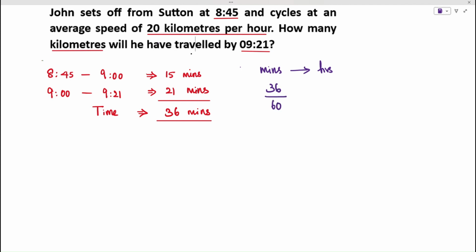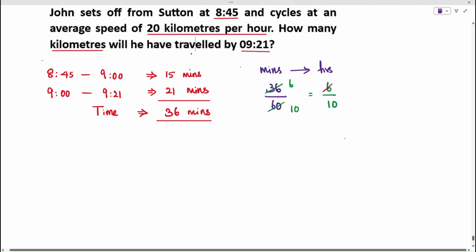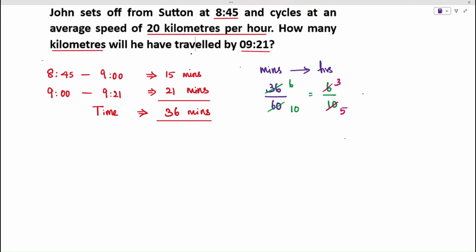And now we're going to simplify our fraction. We can start off by dividing by 6. So 6 goes into 36 6 times, and 6 goes into 60 10 times. So now you have 6 over 10, and we can simplify 6 over 10 even further by dividing both the numerator and denominator by 2. So we get 3 in our numerator and 5 in our denominator, and this gives us 3 over 5. So 36 minutes is equal to 3/5 of an hour.